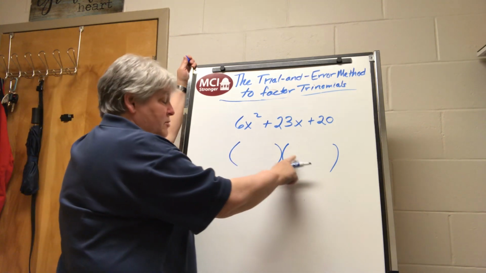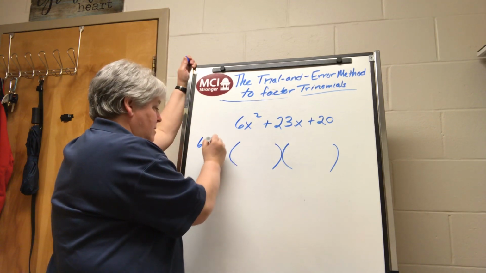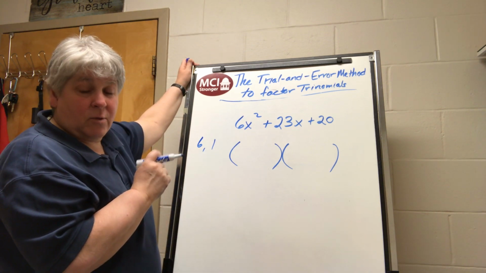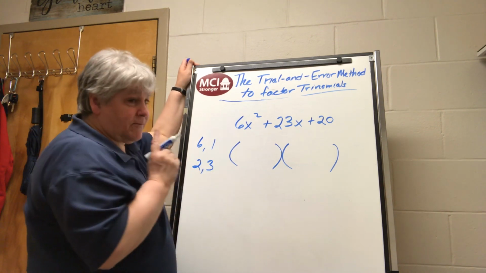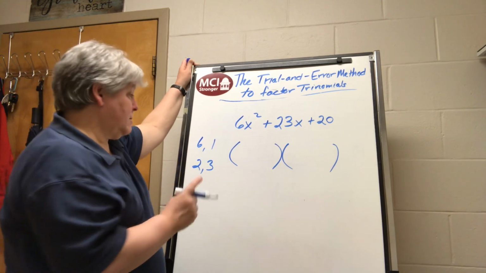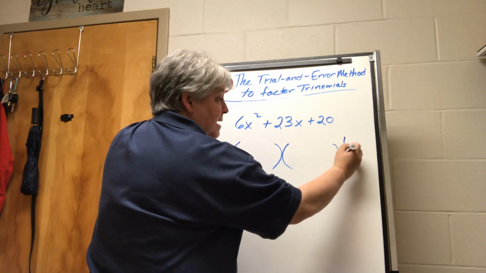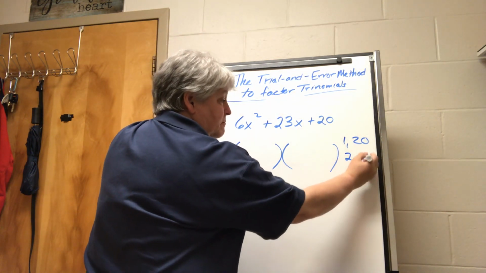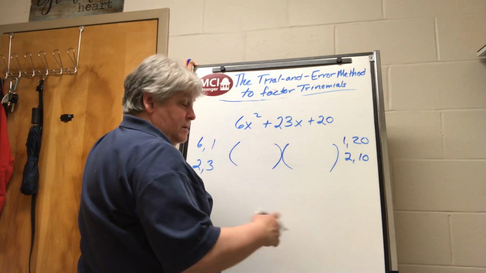Now I know that this times this has to equal this, but 6 times 1 is one possibility to get a 6. What else can we use? 2 times 3. So at first I don't know which pair to try. To get the 20, it could be a 1 times a 20. It could be a 2 times a 10. 3 doesn't go evenly into 20. 4 does.